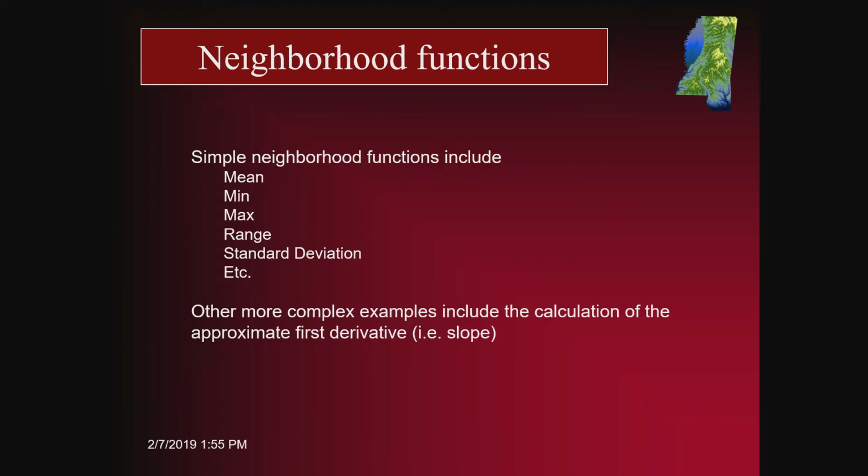So there are lots of different neighborhood functions that are available. All the ones that you might think of, all the statistics that you might think of in your mind. You could get the neighborhood mean, the neighborhood min, the max, the range, and the standard deviation, etc. I can't think of any others that I didn't include, but I'm sure that they're there. You can actually calculate very complex or more complex neighborhoods, and that's actually what slope is.